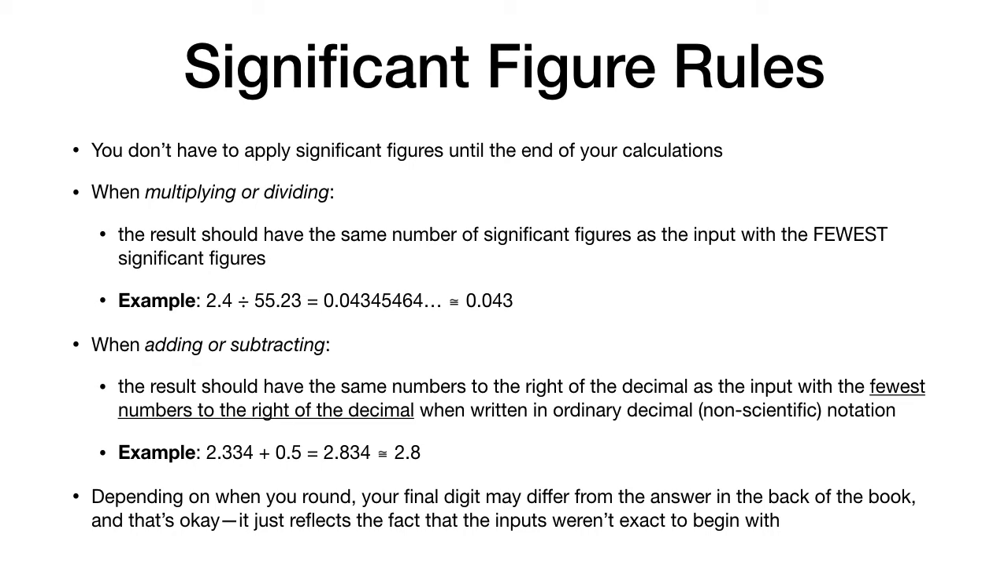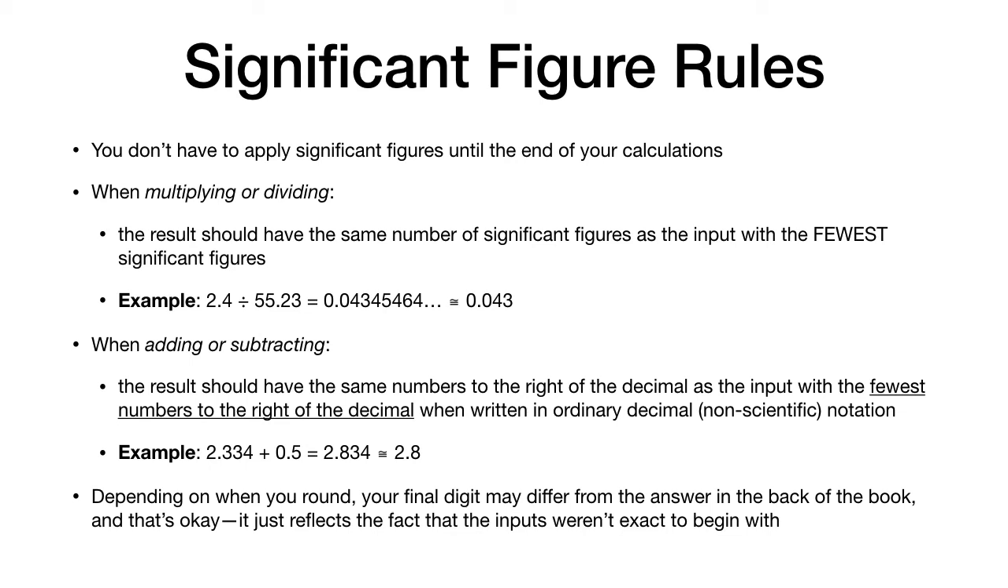if I have 2.4 and I divide it by 55.23, I will get a very, very long repeating decimal answer. But if you notice, my two numbers, the first one has two significant figures, and the second one has four significant figures. And so the input that has the fewest significant figures is 2.4. It only has two significant figures. So my result, I will round to two significant figures. Okay? So that's our multiplying and dividing rule.